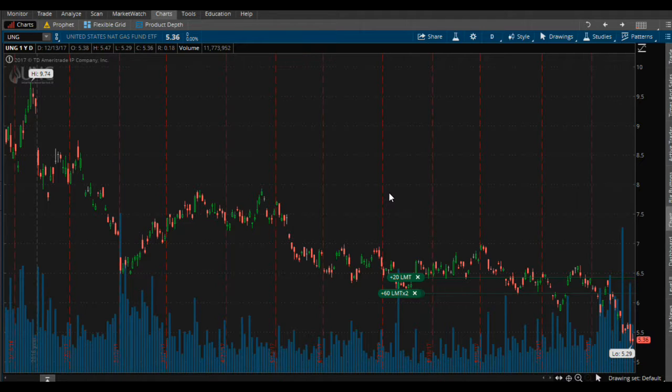I mean, we have lost almost 20% in the security in less than 2 weeks, and so I do think we're due for a bounce, which is why I purchased $5 calls, so in the money, and they do have some intrinsic value to them, and we're going to see how that position does play out.